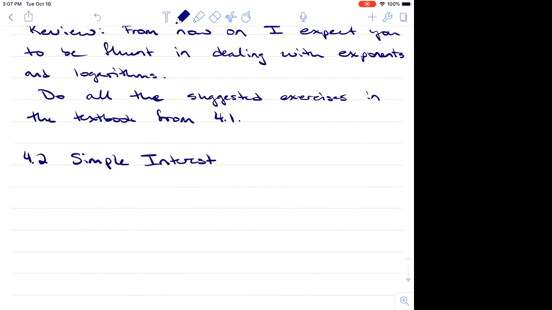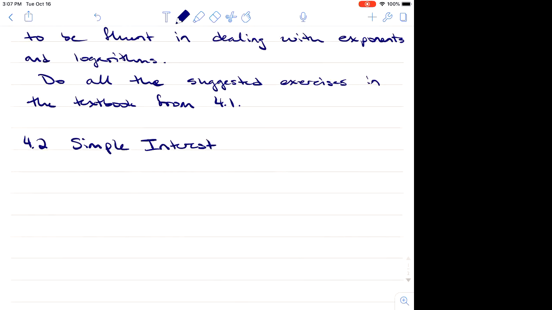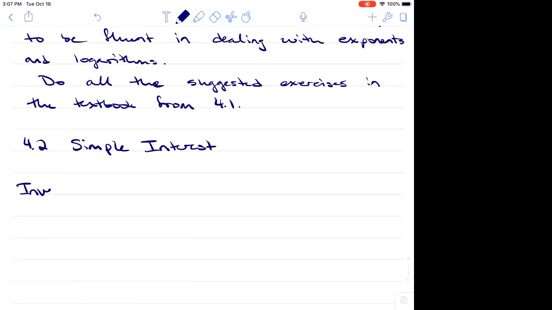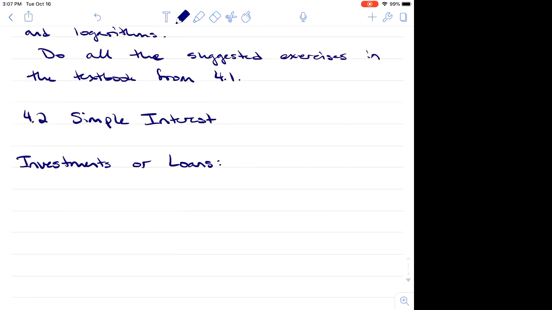So same thing for loans, just kind of reverse. We get the money and then we have to pay interest at the end, right? But loans and investments work the same way. So investments or loans, just in its most basic forms.